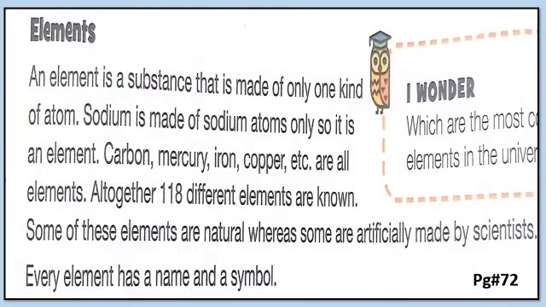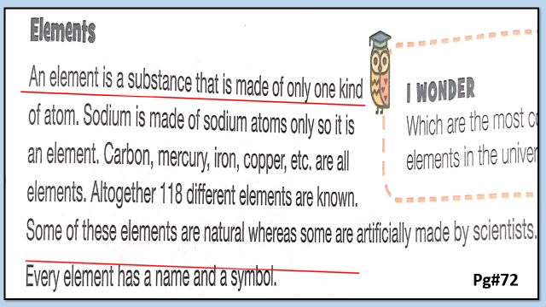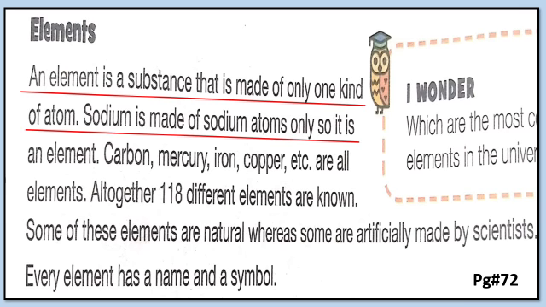Okay, now open your page number 72 and here the topic is elements. Elements क्या होते हैं? So dear students, an element is a substance that is made up of only one kind of atom. Means elements वो substance हैं जो एक ही किस्म के atom से मिलकर बनते हैं. Like sodium. Sodium is made of sodium atoms only, so it is an element. लाइक अगर हम सोडियम को कंसिडर करें, सोडियम सिंबल इज Na, तो वो सोडियम एटम से ही मिलकर बनता है, सो दैट्स व्हाई वी कैन से दैट इट्स एन एलिमेंट. Like carbon, mercury, iron, copper, etc. are all elements.